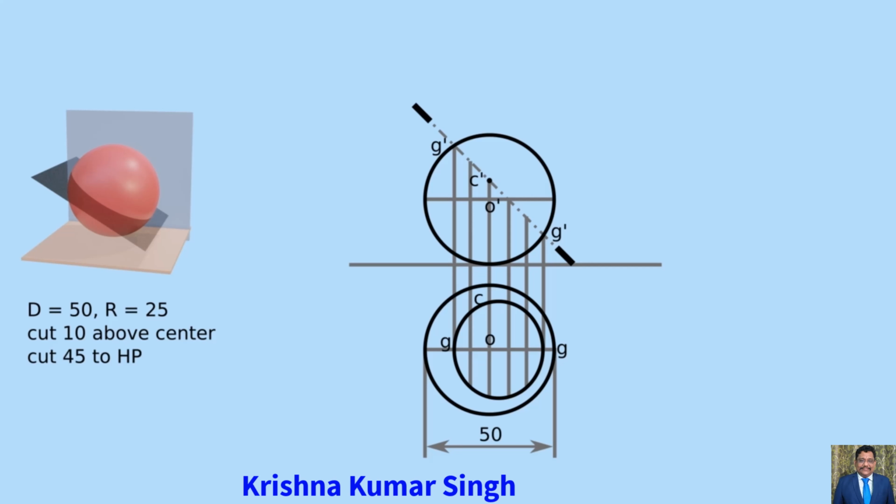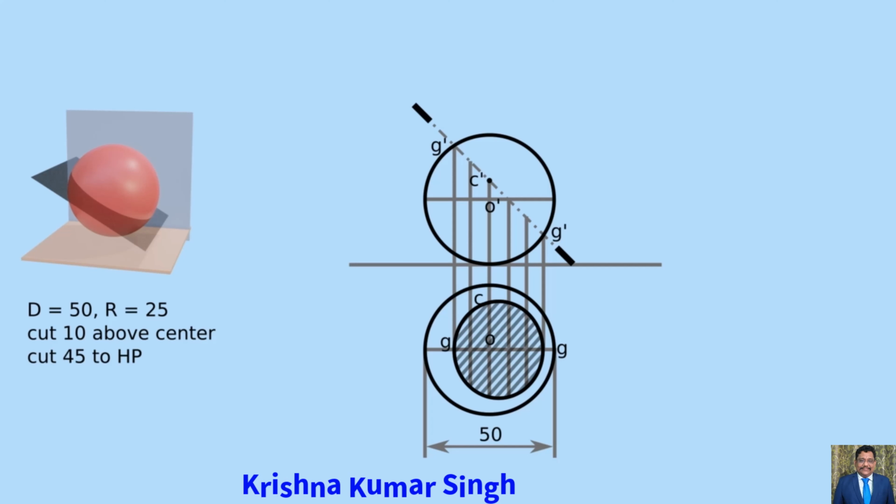Now mark the distance of these points from the front view by taking its distance from center O' using a compass. Join these points with each other. We will obtain a sectional circle. This will be the final sectional view of the sphere as per condition 1.